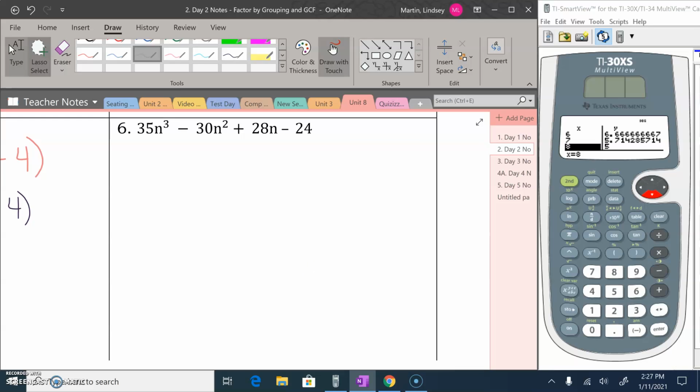We're moving on to number 6. First thing I want to do is verify that it's in standard form. This problem goes from highest to lowest based on exponents, a cube, a square, n, and then 24. Now I will group.